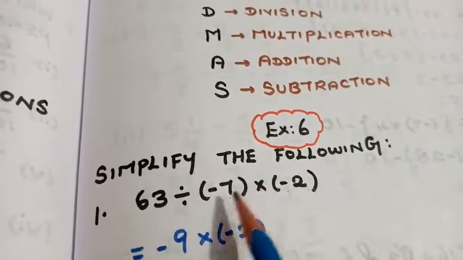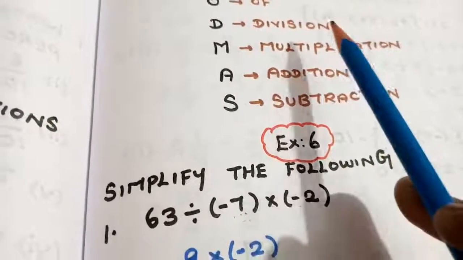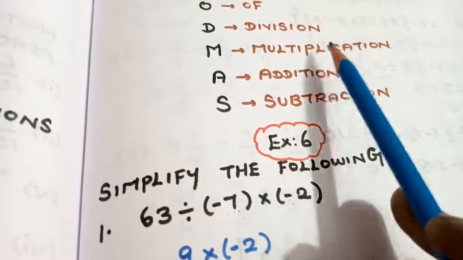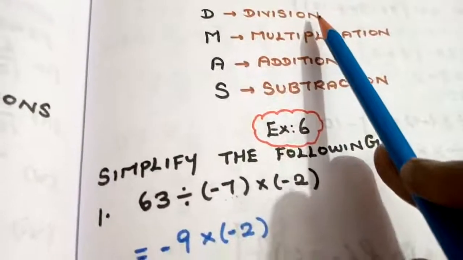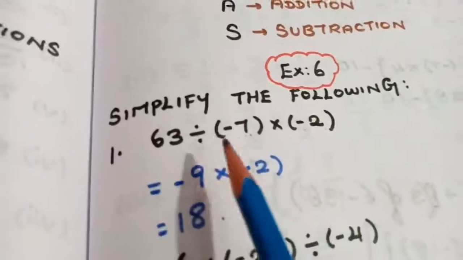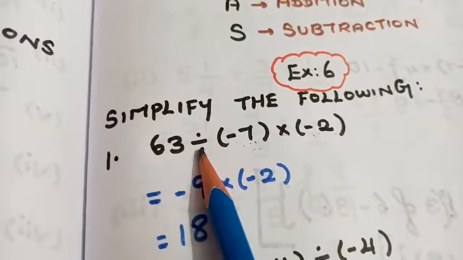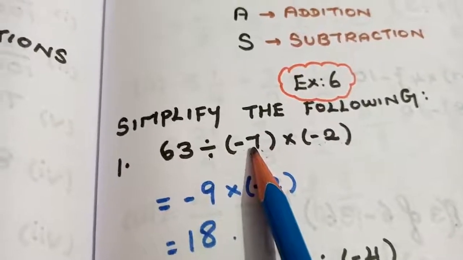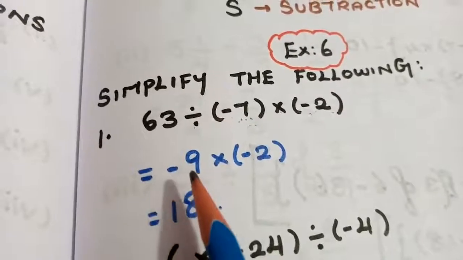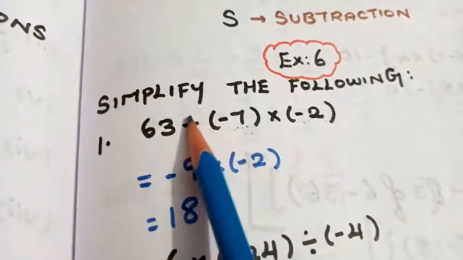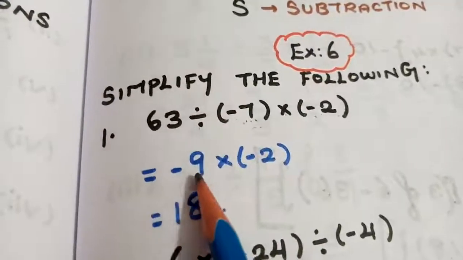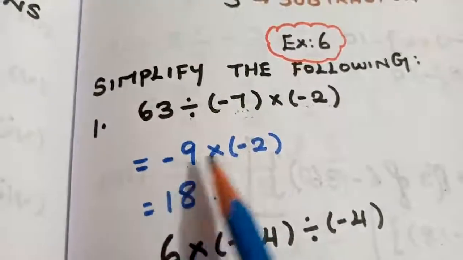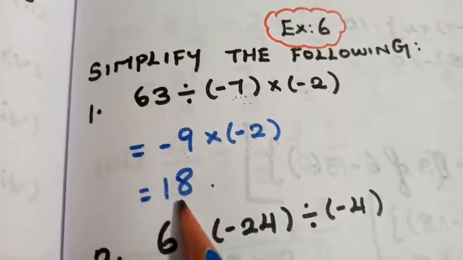So division, multiplication, subtraction: which one comes first? According to the mathematical operation order, division, multiplication, addition and subtraction. First you give importance to division. So you divide 63 by minus 7, and you get the value minus 9. After calculating this, I get minus 9. The remaining is into minus 2. After calculating this, you get the value 18.